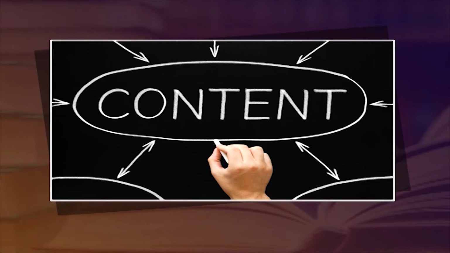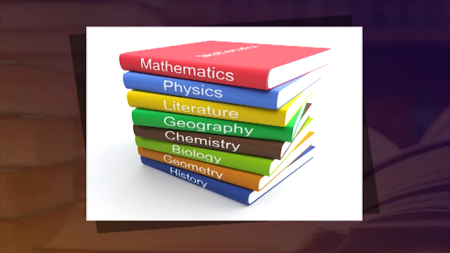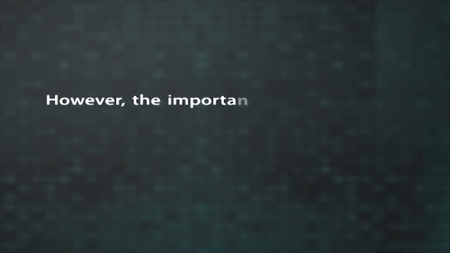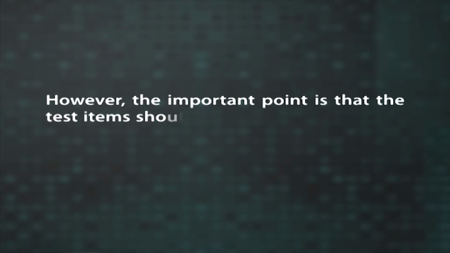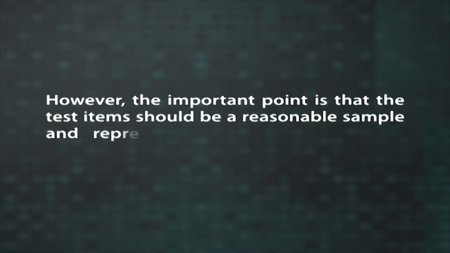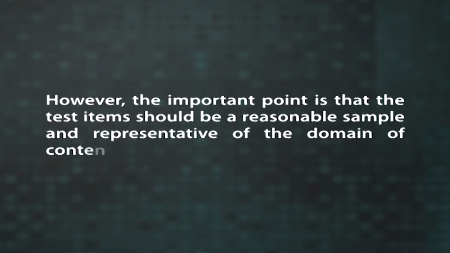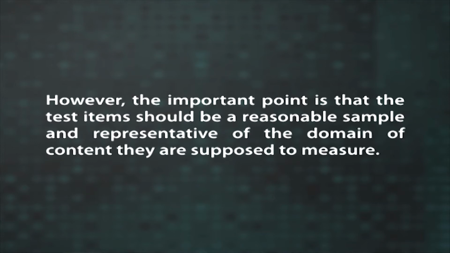Content validity. Content validity determines whether the items included in a test are representative of the domain of content or subject matter it intends to measure. In other words, content validity can be defined as the correspondence between the content of the test and the content of the materials to be tested. We should remember here that it is practically impossible to include all the elements of the content domain in a test. However, the important point is that the test items should be a reasonable sample and representative of the domain of content they are supposed to measure.